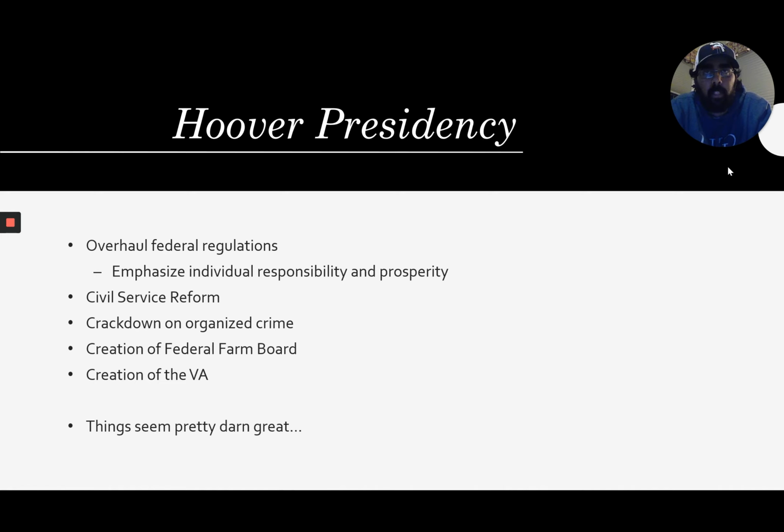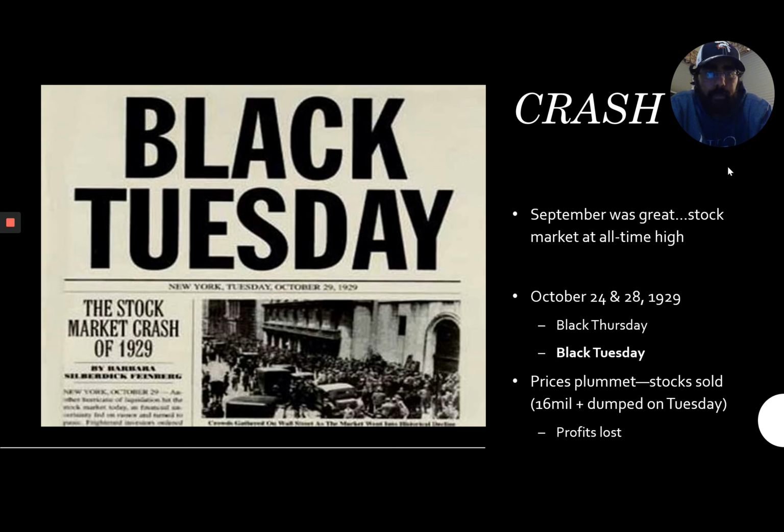Civil service reform is still in full swing, offering jobs to people in government, not through patronage, but through obviously the means of, do you have the qualifications? Are you good enough for the job? He cracks down on organized crime. He creates the Federal Farm Board, which I'll talk about later. He creates the VA. He does a lot of positive things if you think about the beginning of his presidency, and things are going well, but then October hits and we have a crash.